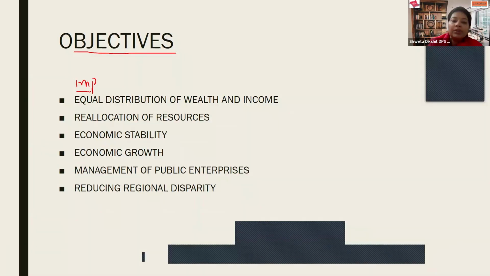Definitely, it can be 1 or 2 objectives, or if all together it is asked about the objectives and their explanation, then you need to write all these objectives. So first of all, the objective is equal distribution of wealth and income.